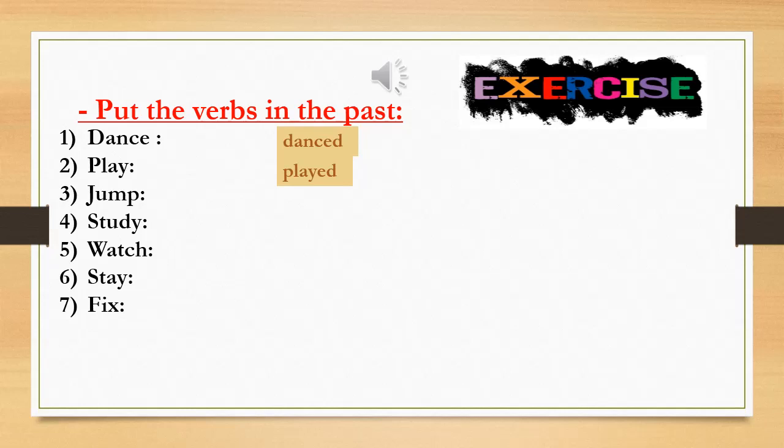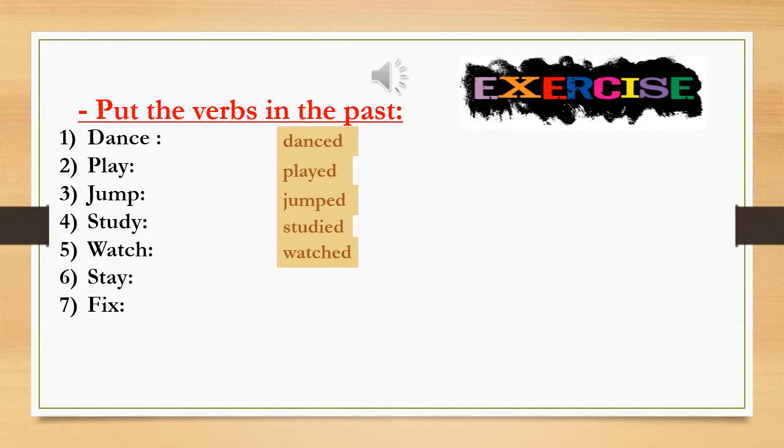Number 3, jump. I will just put ed, jumped. 4, study. What is the last letter? Y. Before the Y, do you have a vowel? No. So you will skip the Y and put IED, studied. 5, watch. You will just put ED.